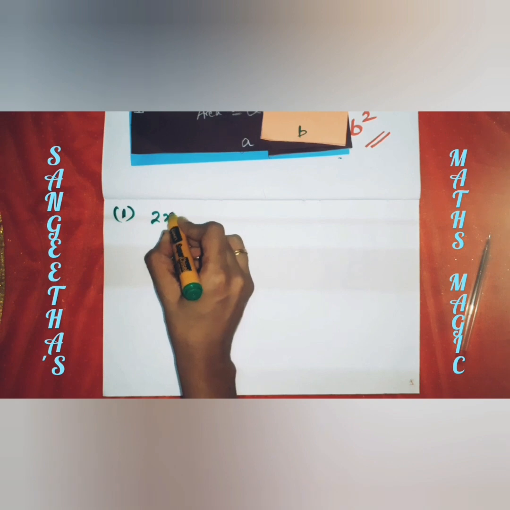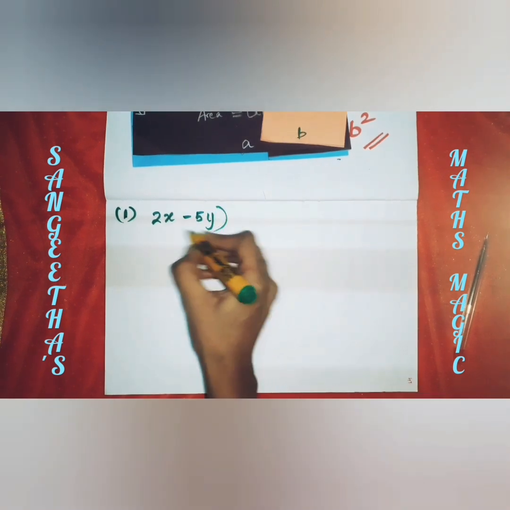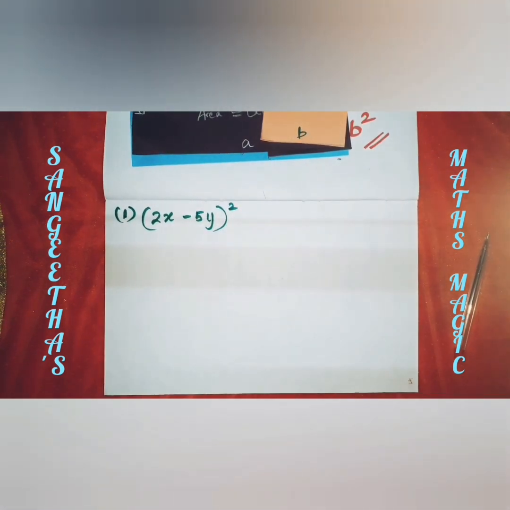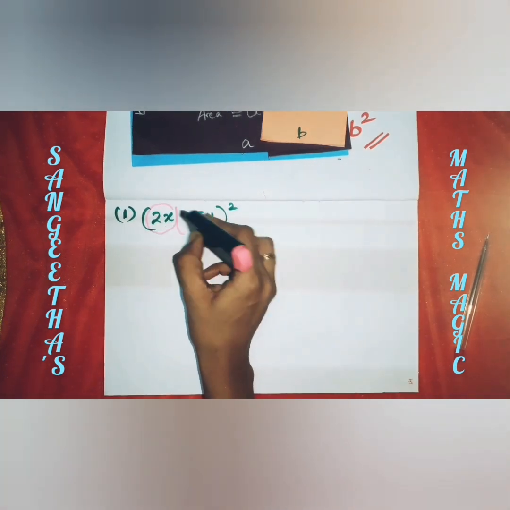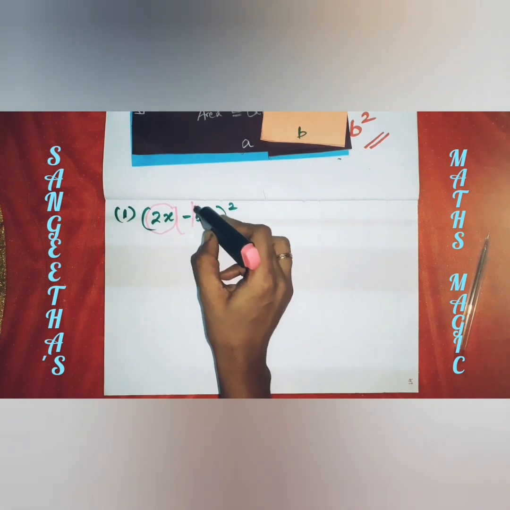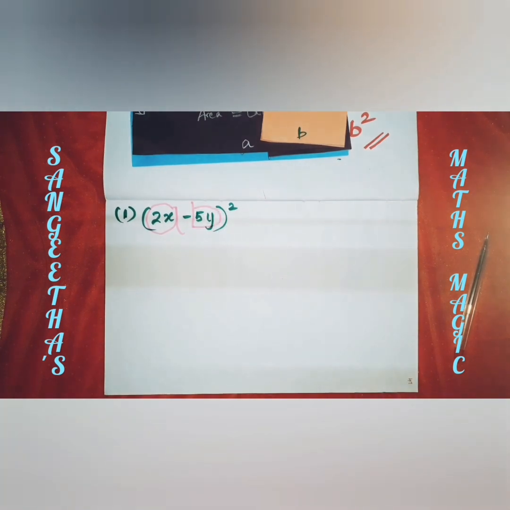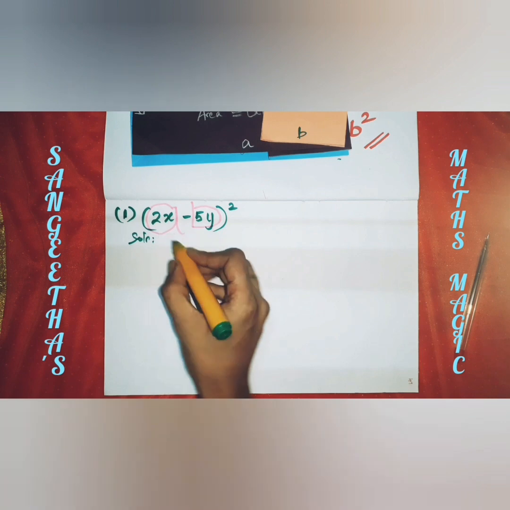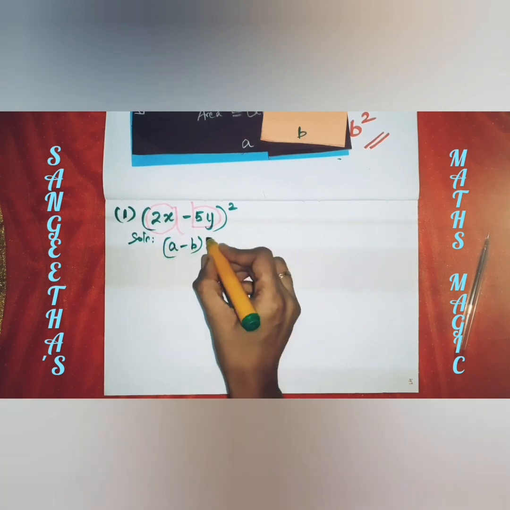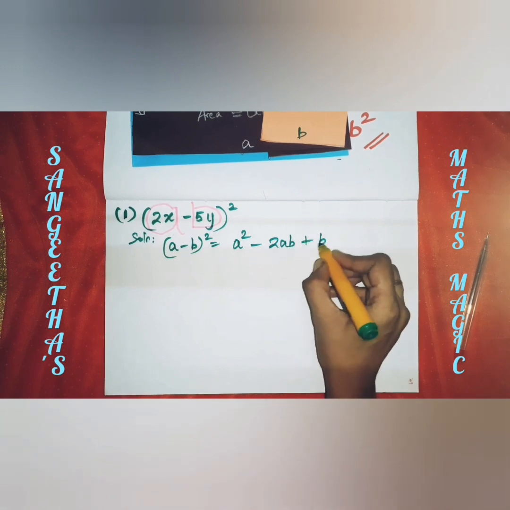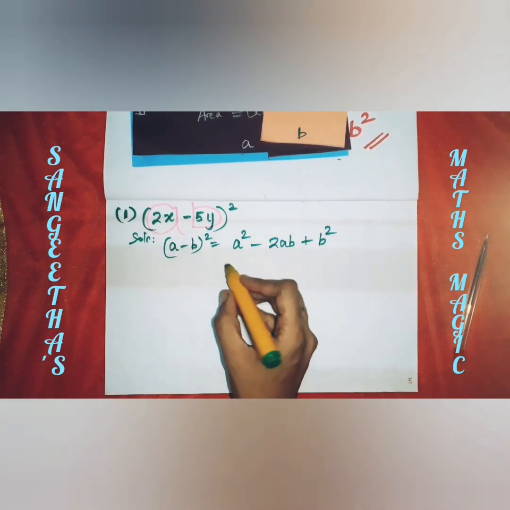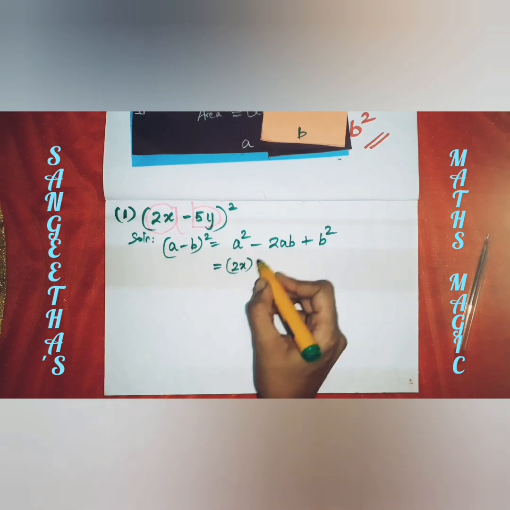How to apply algebraic identity 2 on it. 2x minus 5y the whole square. Yes, 2x minus 5y the whole square. So here in the A place we have 2x, and in the B place we have 5y. So it's like A minus B the whole square. So the formula, I will write it first, the standard identity: A square minus 2AB plus B square. Whenever you start, write the identity once.